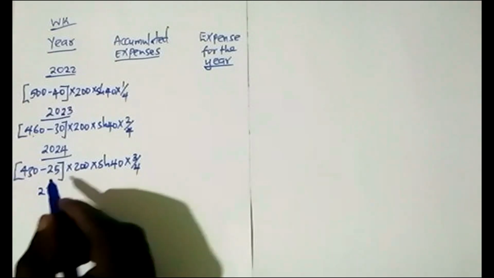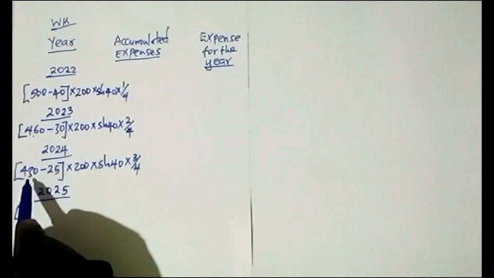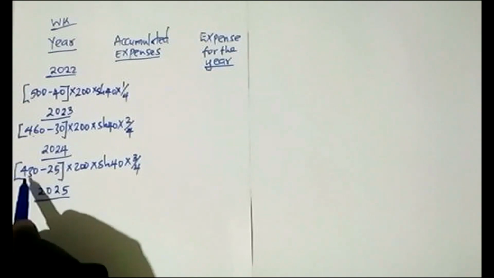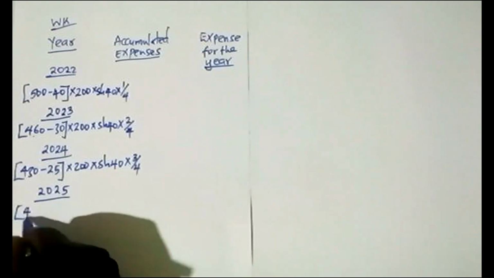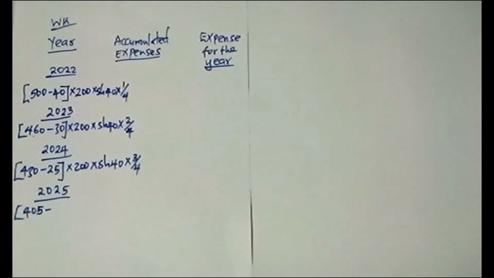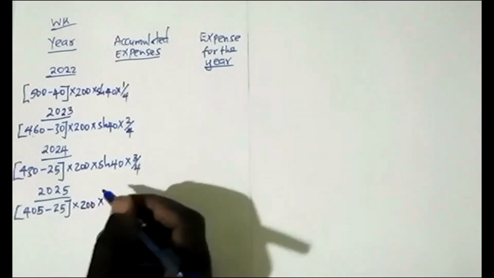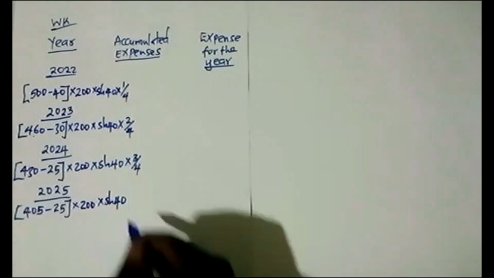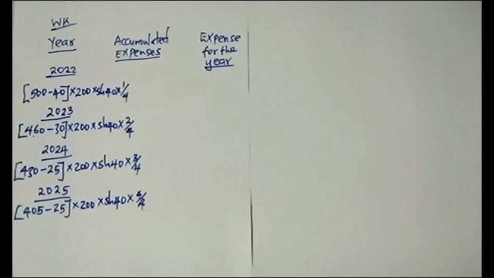Then 2025, the last year. By 2024, the number of employees who are there is 405, because 25 left. So in 2025, how many employees left? Let's check. According to the question, we were told that 25 left. So we multiply with the awards, that is 200. We multiply with shillings 40, which is the fair value as per the grant date. We multiply now with the fraction, that is 4 over 4, the 4th year. And that is how you were supposed to do that first working.